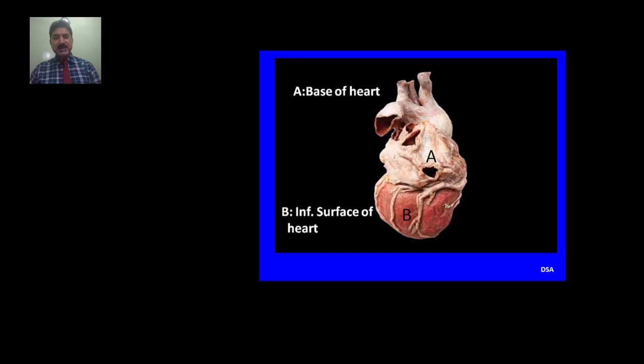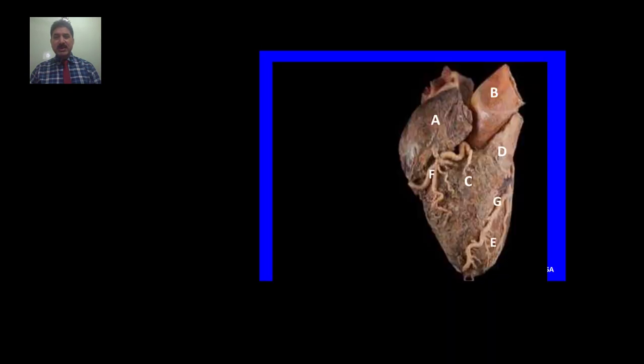B represents inferior surface of the heart which is formed mainly by the left ventricle and partly by the right ventricle. C represents posterior interventricular sulcus or groove containing dominant coronary artery. Again, this is the sternocostal surface of the heart. A represents the right atrium.